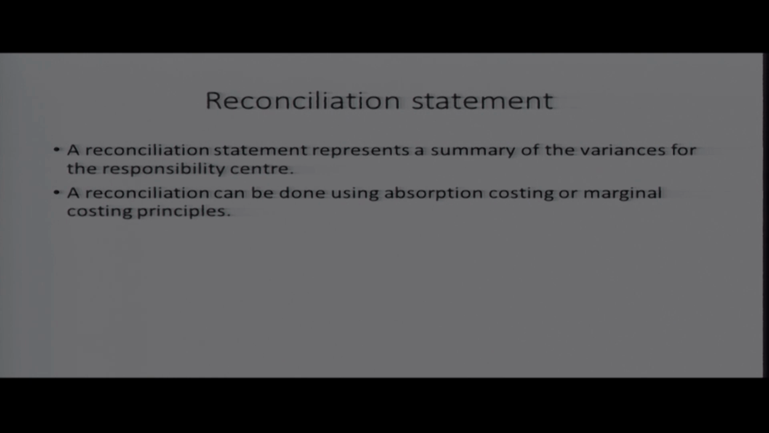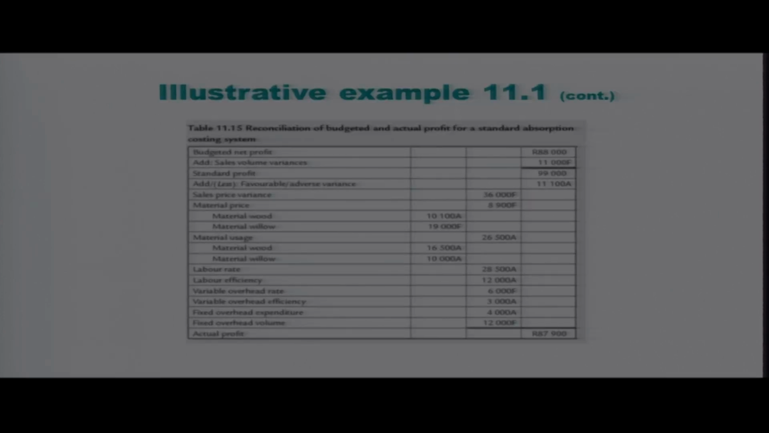So the reconciliation statement, remember that it represents a summary of the variances for the responsible cost center. So we are going to take into account all the variances that we have calculated, starting with the material price, going to the labor, going to the variable overheads and the fixed overheads, as well as our sales variances. A reconciliation can be done using both absorption costing or the marginal costing principles. You'll remember that when we did the fixed overheads, we separated the absorption from the marginal costing. So when you do your reconciliation statement, you also have to check which system the company is following. If they're following absorption costing, it's going to include more of the fixed overheads variances than with marginal costing. So we already did the calculation of our variances, so we're just going to go to the profit.